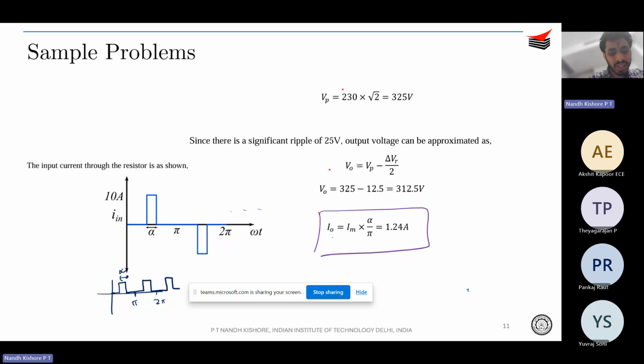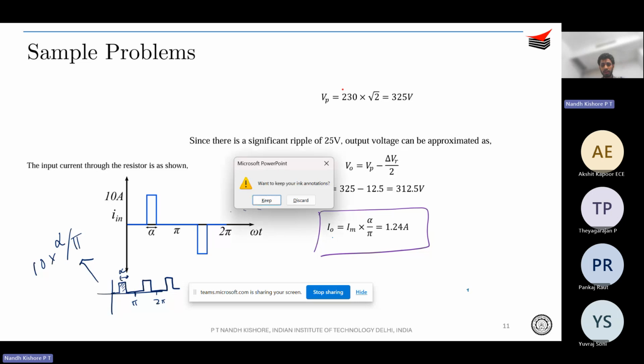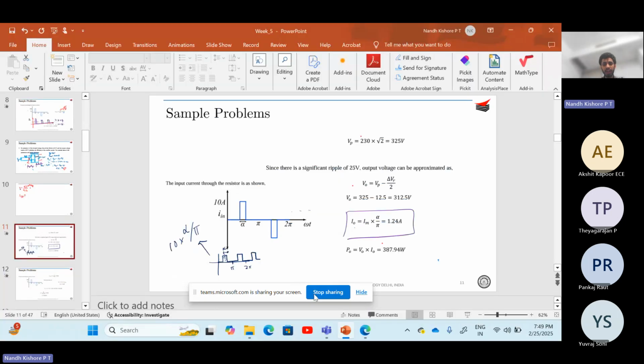So what is the average value of this waveform? Average value is simply the area by time, right? So that is 10 into alpha over pi, correct? So 10 into alpha will be the area over the time period is pi. So 10 into alpha by pi. That is why I naught average is Im into alpha by pi. Okay. Is this understood how we are getting I naught?